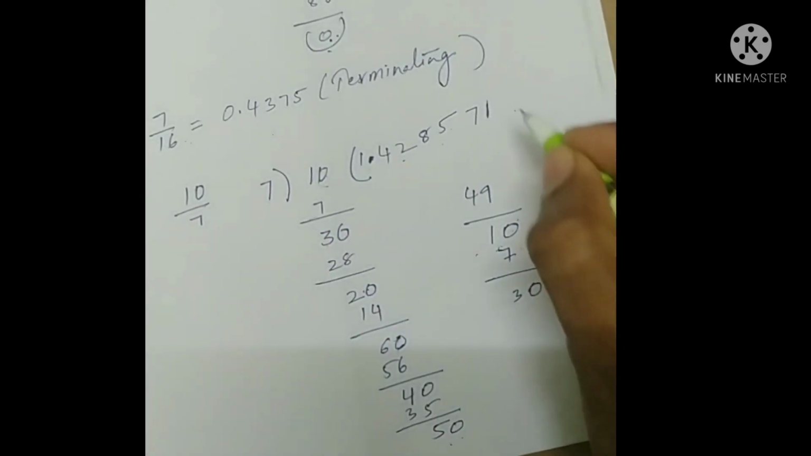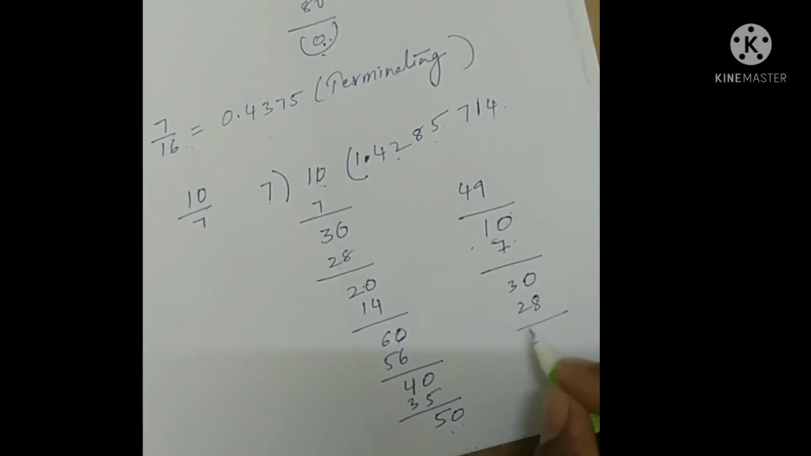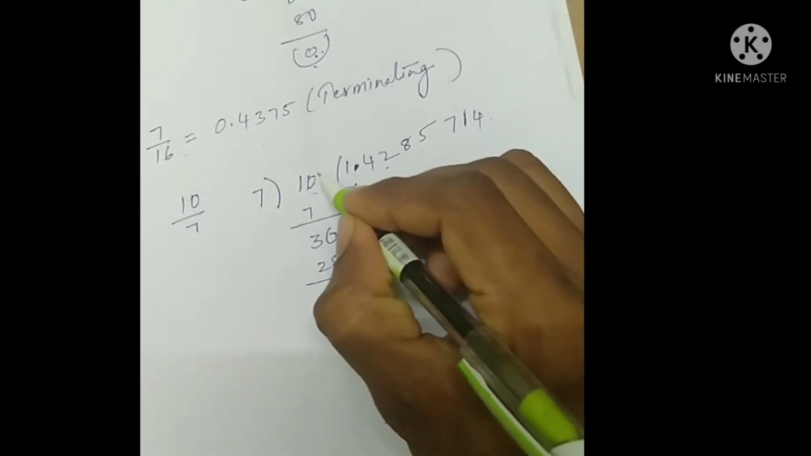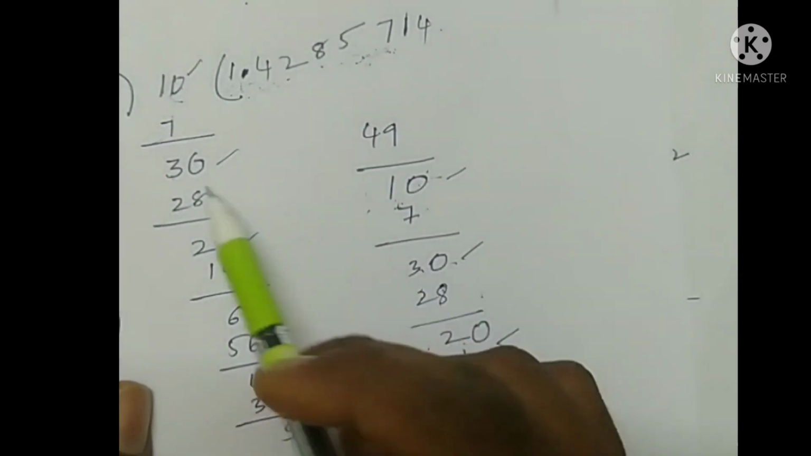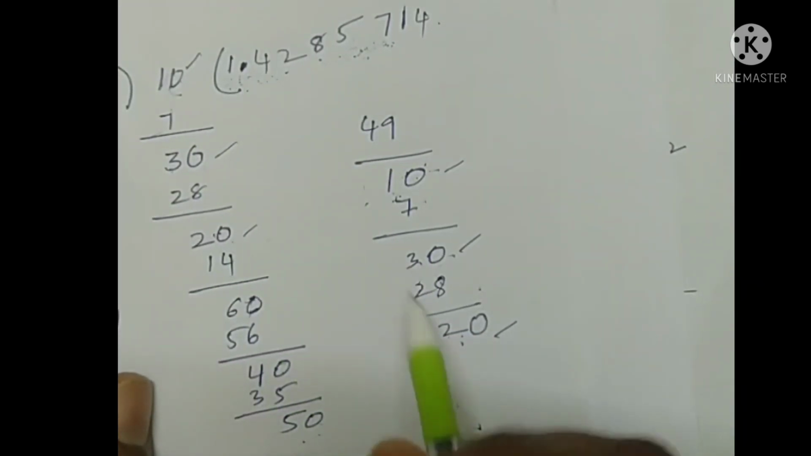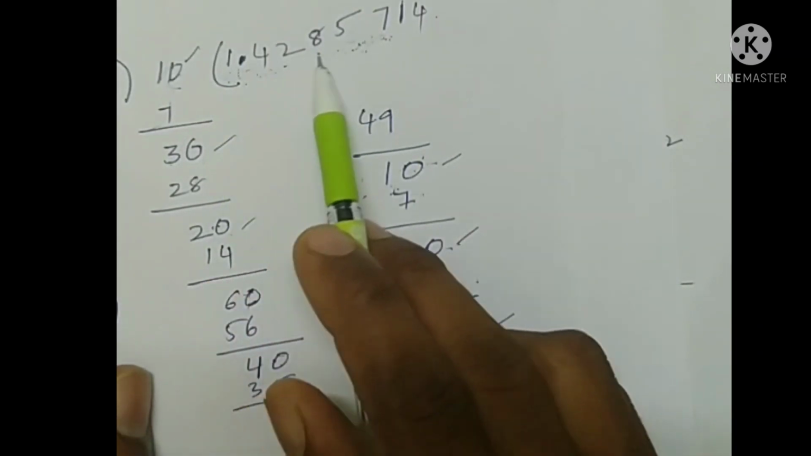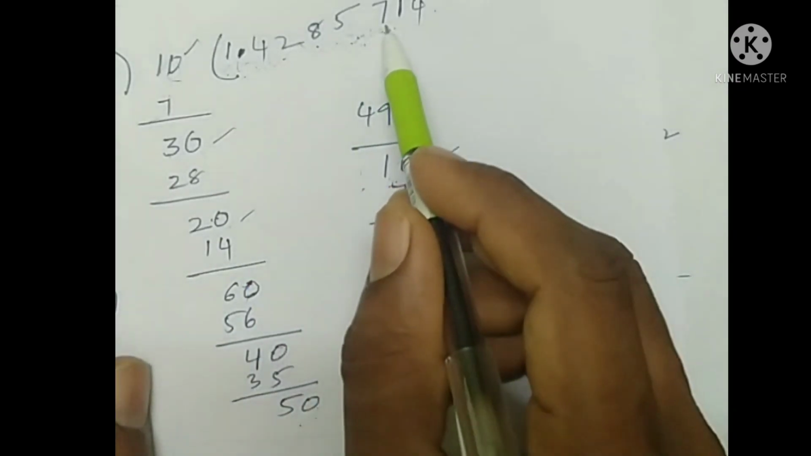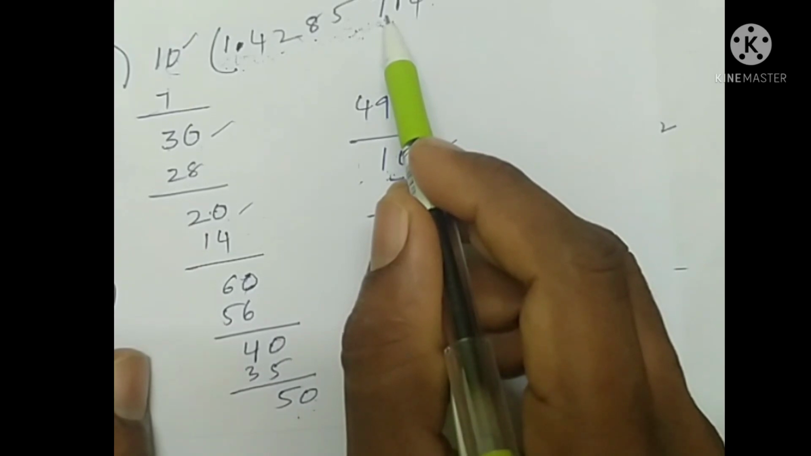So 7 fours are 28. So result is 2.0. Here 10 is repeated. So here 10 is repeated, 30 is repeated, 20 is repeated. So similarly in this decimal expansion 1.428571, these are all repeating decimals. Similarly here these are all repeating decimals.